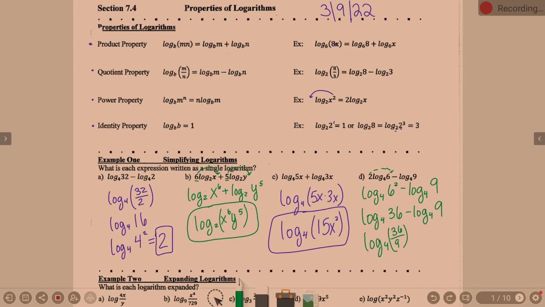Can we simplify it? Yes. Does 36 divide by 9? Yeah. What is 36 divided by 9? 4. So now it becomes log base 4 of 4.